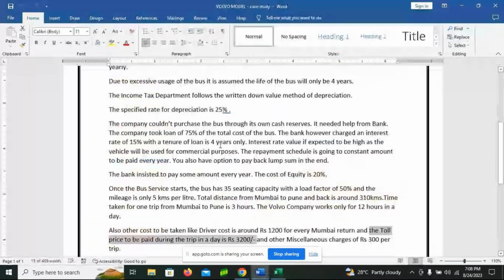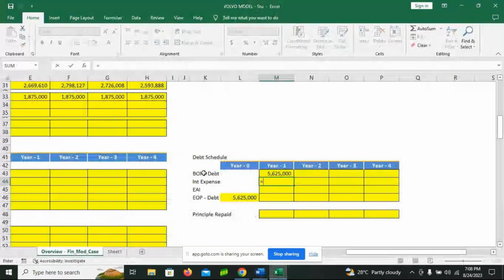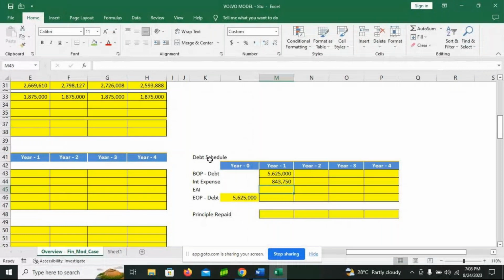Now they are telling I have taken the loan at the interest rate of 15%. So equals on this amount it is 15%. So I'll show it once again. Equals on this loan amount 56 lakh, it is 15%. Now EMI I need to calculate, the PMT for this. So equals PMT, open the bracket.